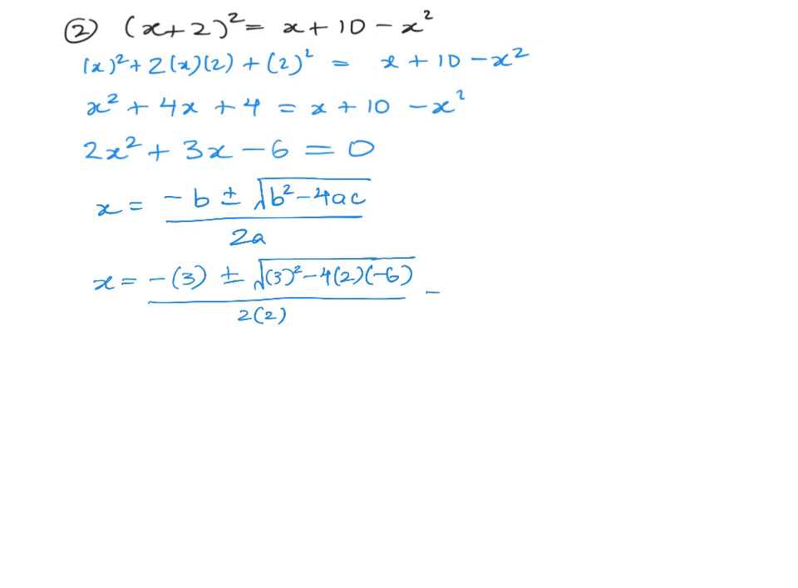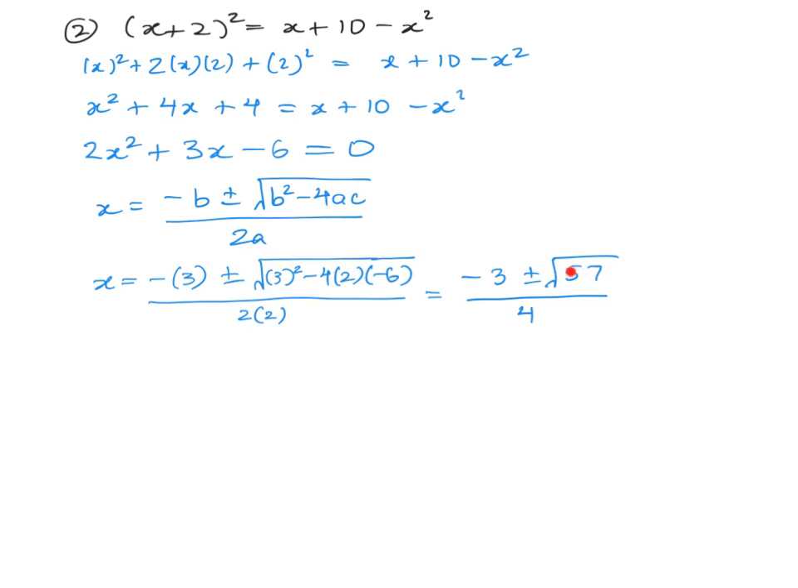All right, so once again, the best thing to do is to figure out what's underneath the square root. That's the most complicated stuff first. So 3 squared is 9. Negative 4 times 2 is negative 8. And then negative 8 times negative 6 is positive 48. So 9 plus 48 ends up being 57. So I end up with negative 3 plus or minus square root 57 all over 4.